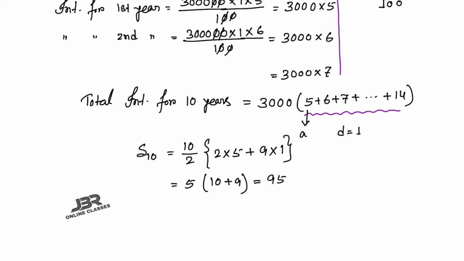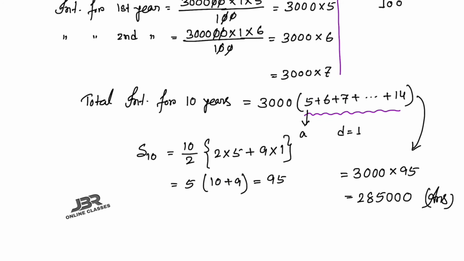So the total interest will be, just put down the value here, 3000 into 95, and that one equal to here 285,000. Okay, that is your answer. Now next one, last one, sum number 44.